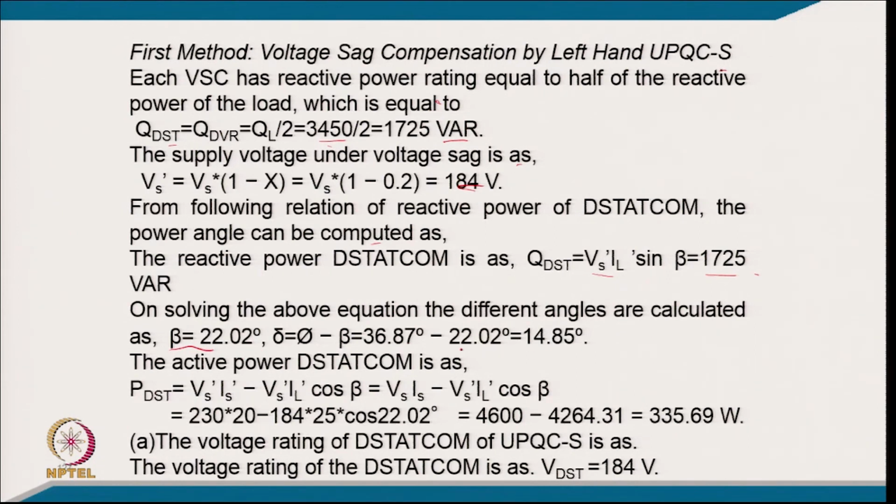So, we can calculate delta from here. It comes to 14.85 degree, and the active power of DSTATCOM is calculated from there. So, it typically comes to the value of 335.69.